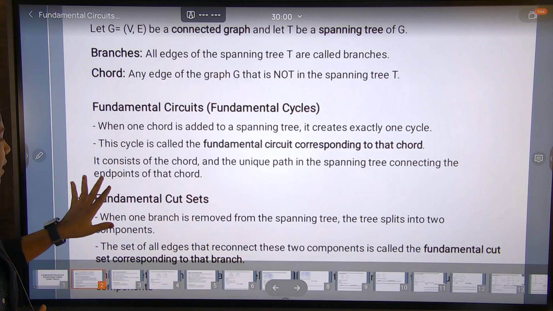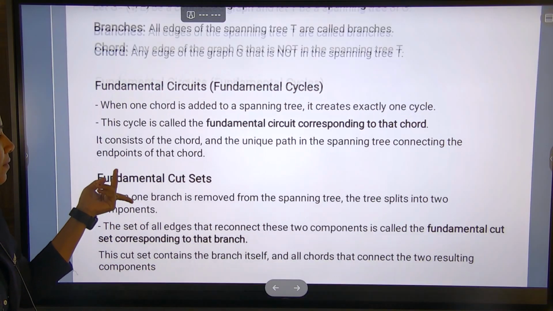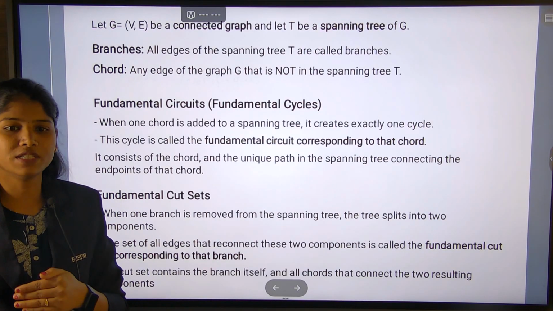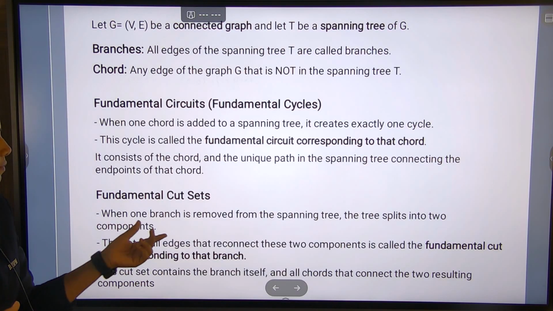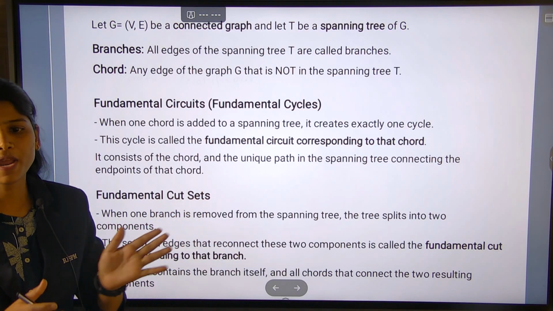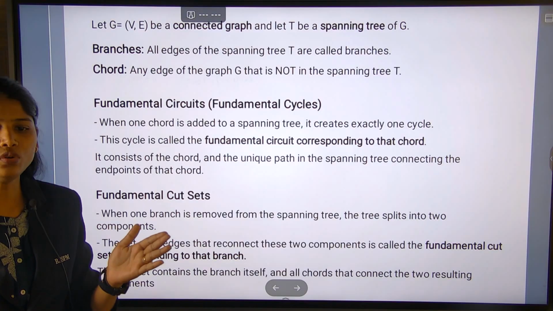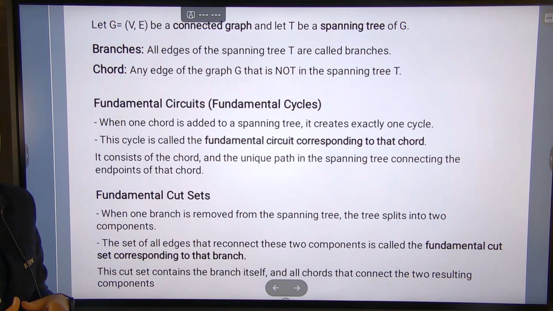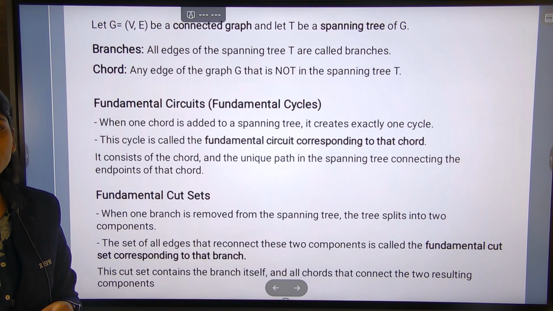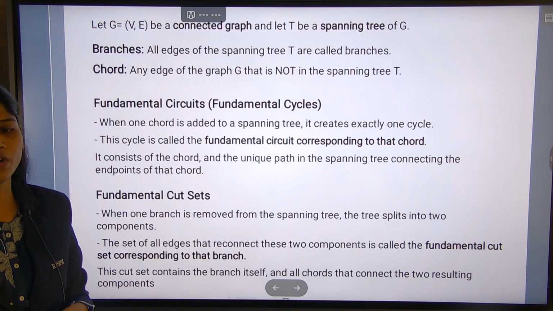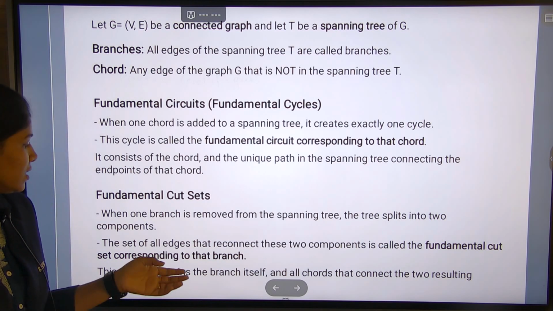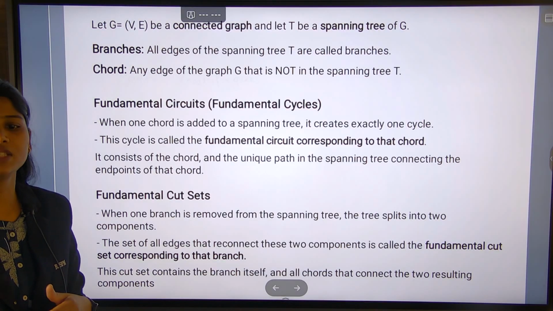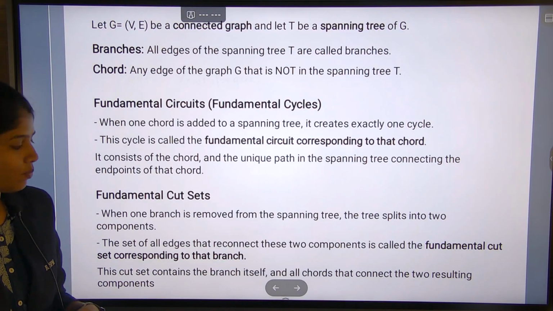Next, fundamental cut set. For fundamental cut sets we need the branches. When one branch is removed from the spanning tree, the tree splits into two components. The set of all edges that reconnect the two components is called the fundamental cut set corresponding to that branch. This cut set contains the branch itself and all chords that connect the two resulting components.